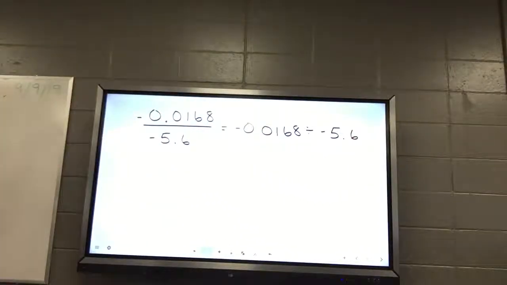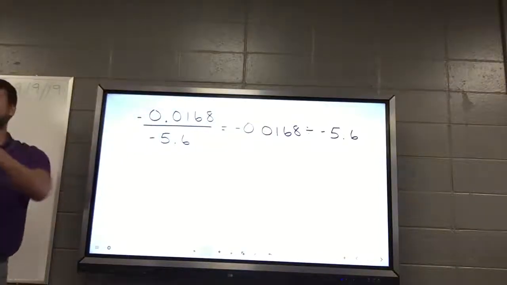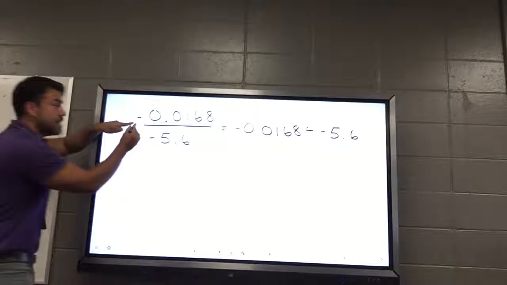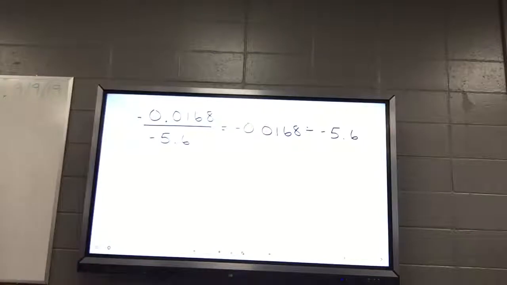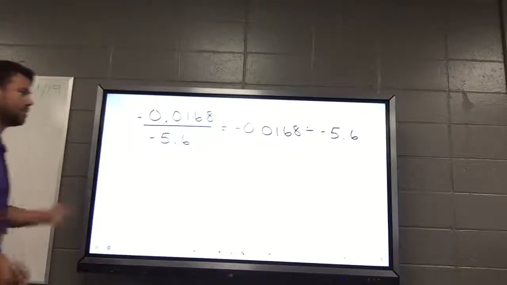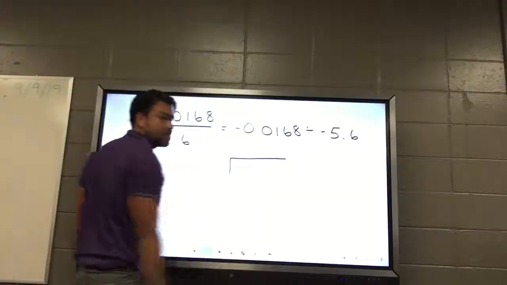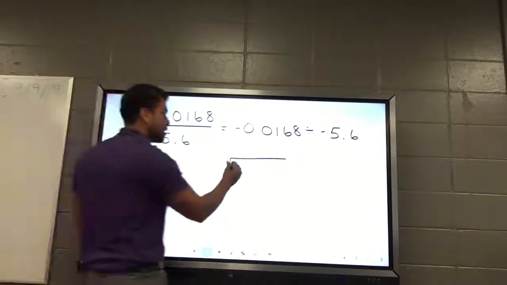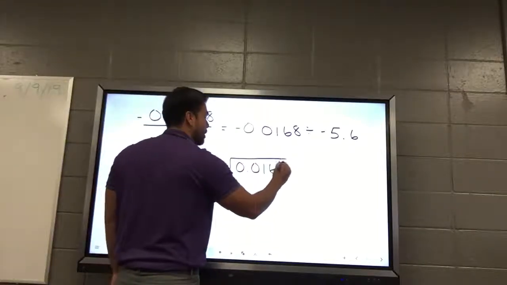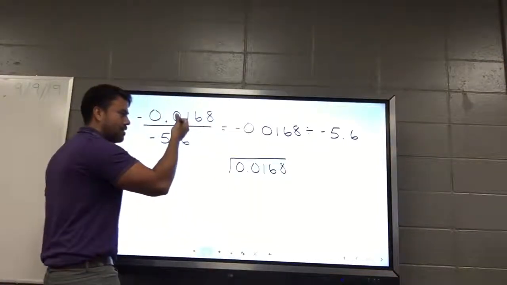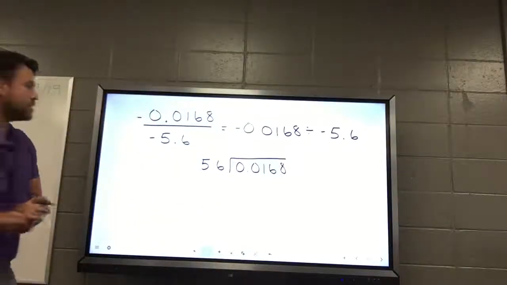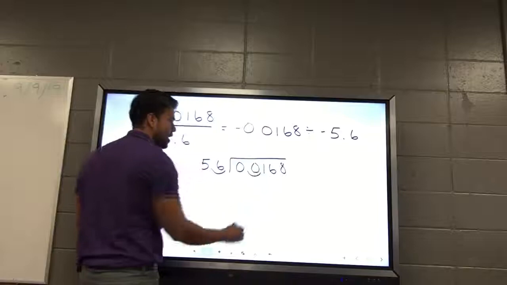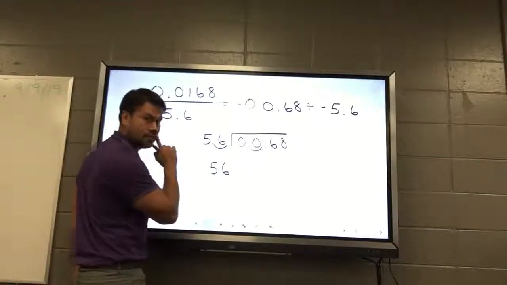This is a fraction bar, and it is also a division bar. So I divide. It's a negative divided by a negative, so the answer is positive. Which number goes in the box? The first one, the dividend. I'm not going to put the negative sign anymore because I already know my answer is going to be positive. Then the divisor goes outside. I can't work it out this way, so I have to move the decimal point once in both numbers. I'm going to rewrite it.